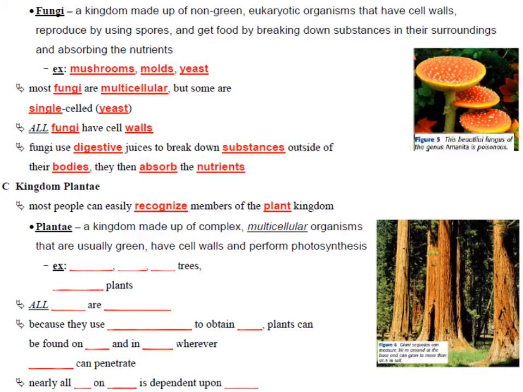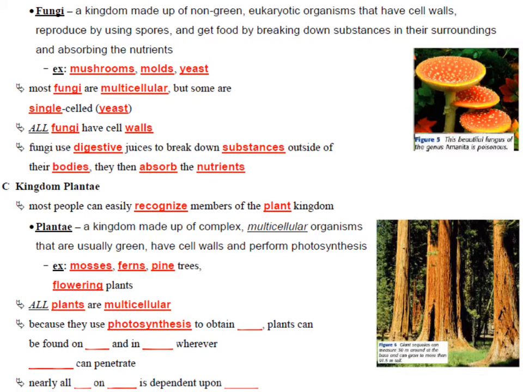They're usually green in color. They have cell walls in their cells, and they perform photosynthesis. So examples of plants are mosses, ferns, pine trees, and flowering plants. And I actually listed all the major types of plants there. We have mosses, ferns, pine trees, and flowering plants. All plants are multicellular. There's not one plant that's not multicellular. If you have something that's plant-like but is only single-celled, it would be in the algae category. It would be a protist, in the kingdom Protista, one of the algae.